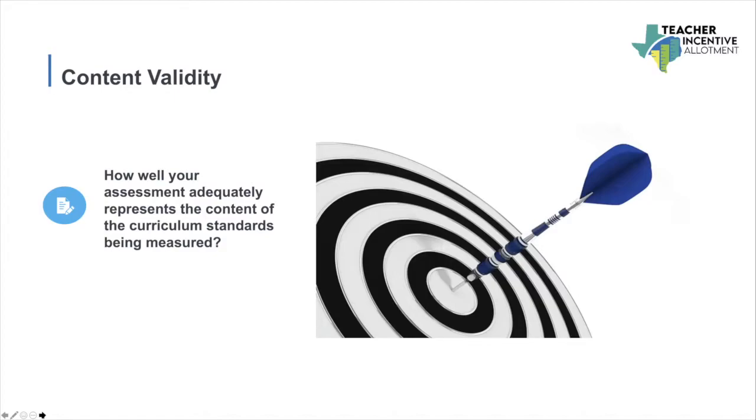Since content validity is about how well your assessment adequately represents the content of curriculum standards being measured, it fits nicely with the goal of teacher incentive allotment. Content validity provides evidence that the assessment measures what it intends to measure, and that helps you to make defensible inferences about student learning and ultimately about teacher designation.